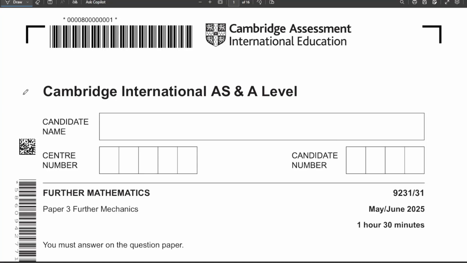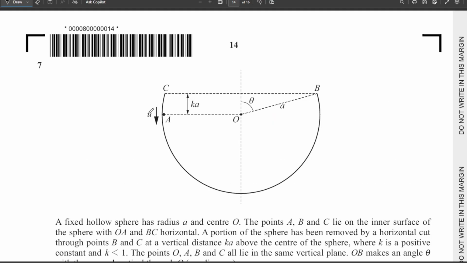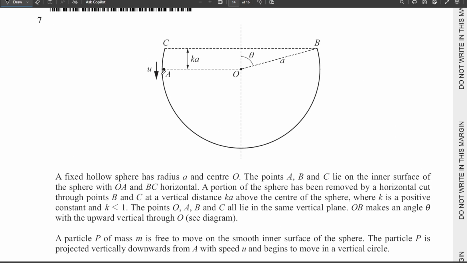Greetings viewers, in this video we will attempt Cambridge A-Level Further Mathematics Component 3, which is Further Mechanics. This is variant 1 from the May/June 2025 series. We'll attempt question 7 now. Previous questions have been uploaded to the playlist.